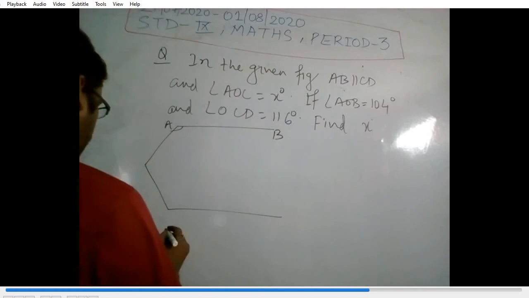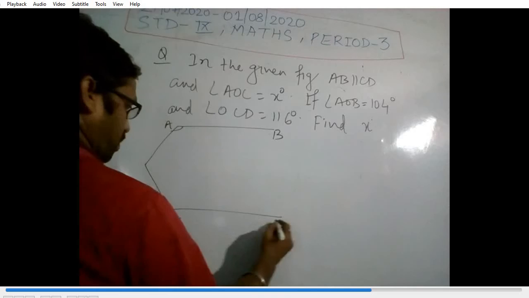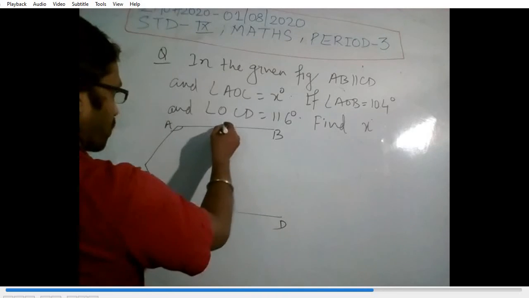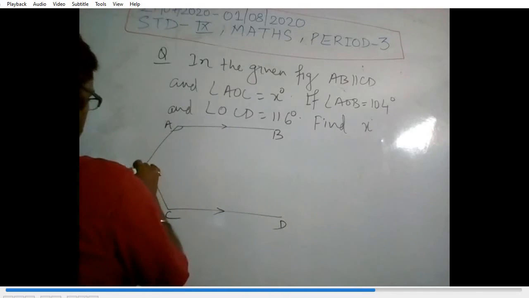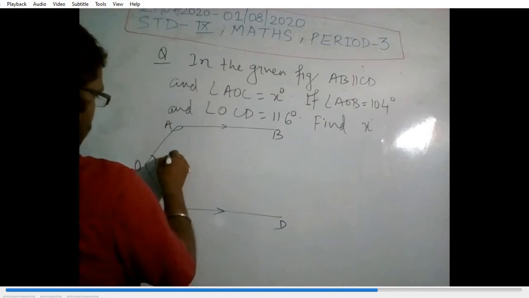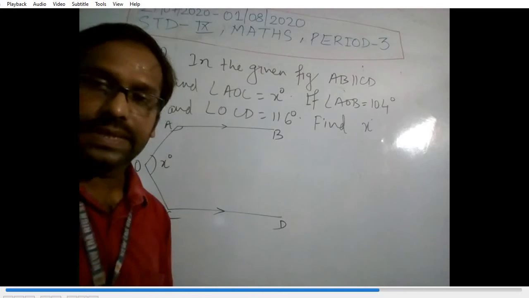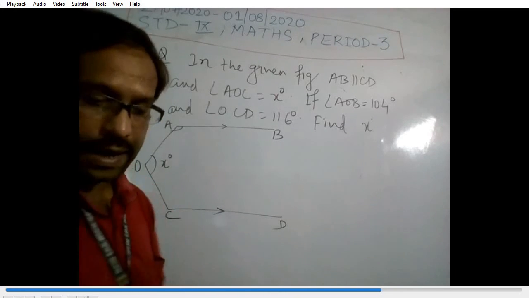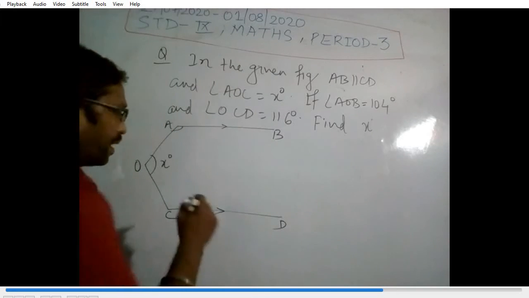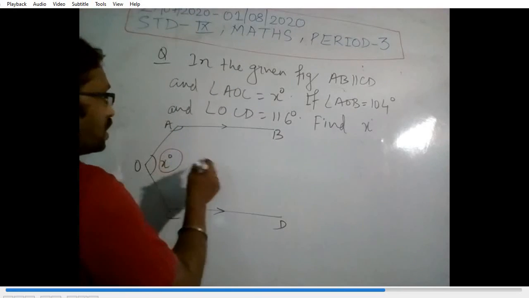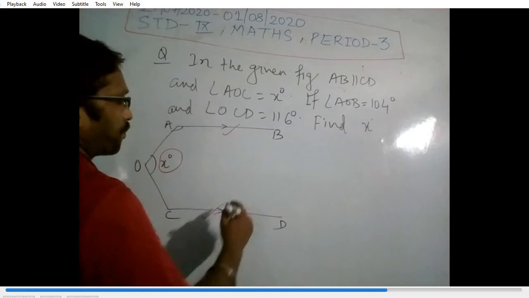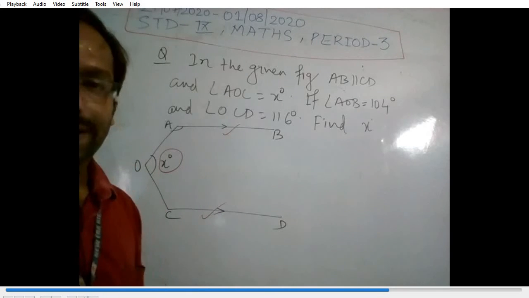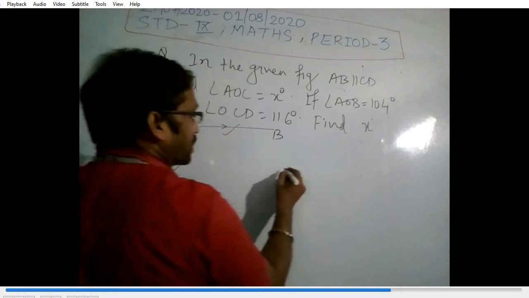This is AB, CD, and that is O over here. In between A and C, that is x. We have to find that x only. But given that AB is parallel to CD, so one thing I can do here: since AB is parallel to CD, I can draw one line through O.